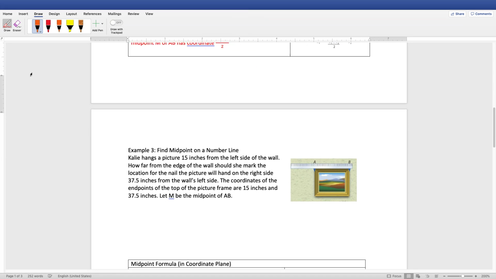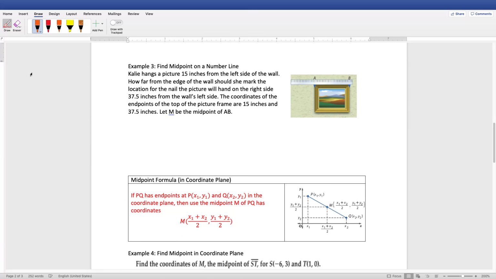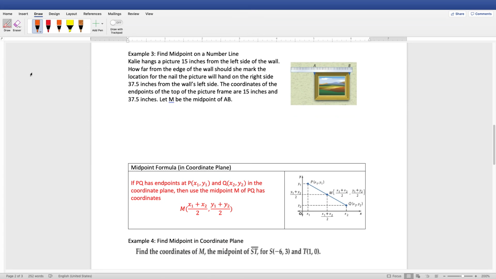So if you take a look at example 3, I want to know what the midpoint is on this number line. We are told that the endpoints at the top of the picture are at 15 inches and at 37.5 inches. And I want to know what is the midpoint of that. So I want to start by using the midpoint formula for a number line.